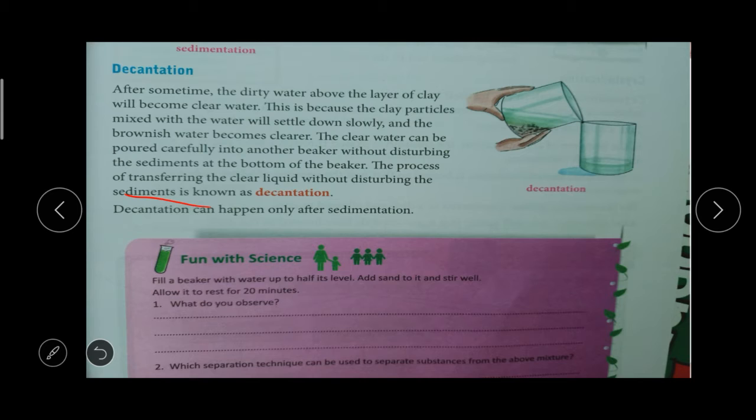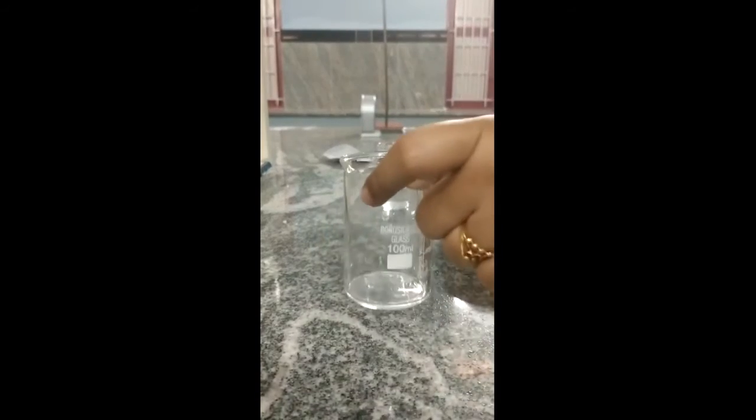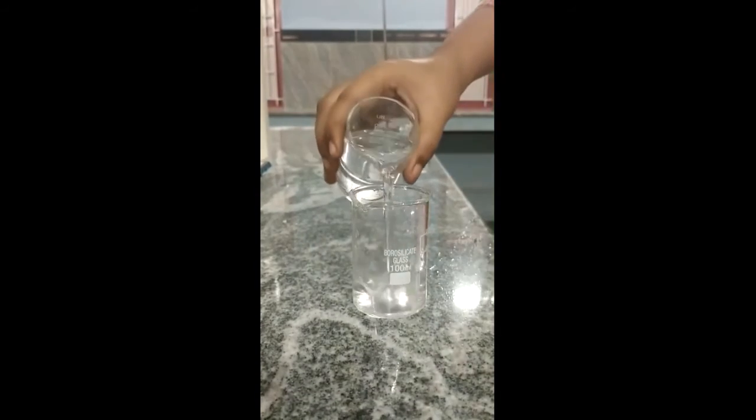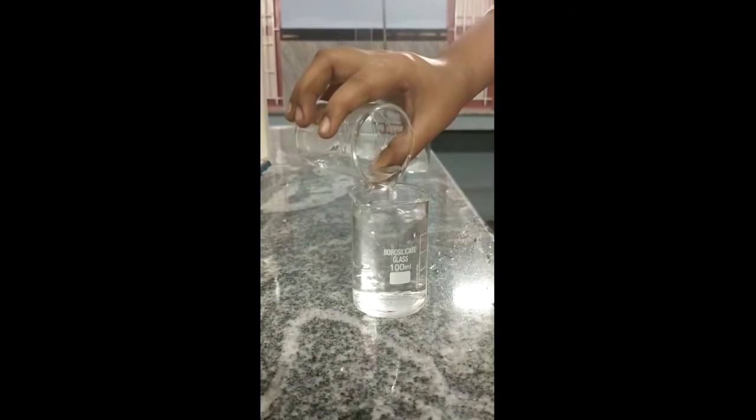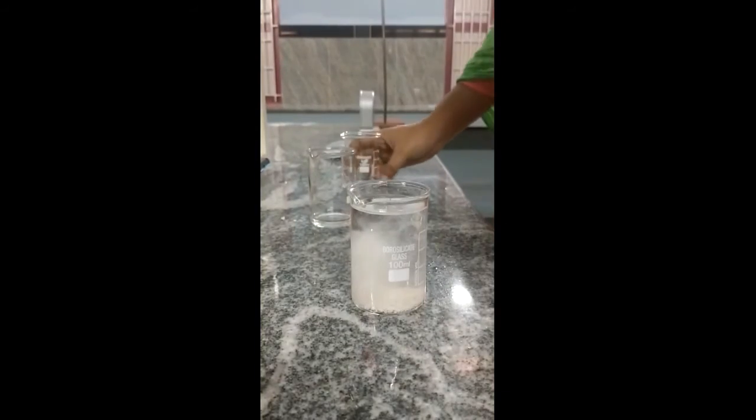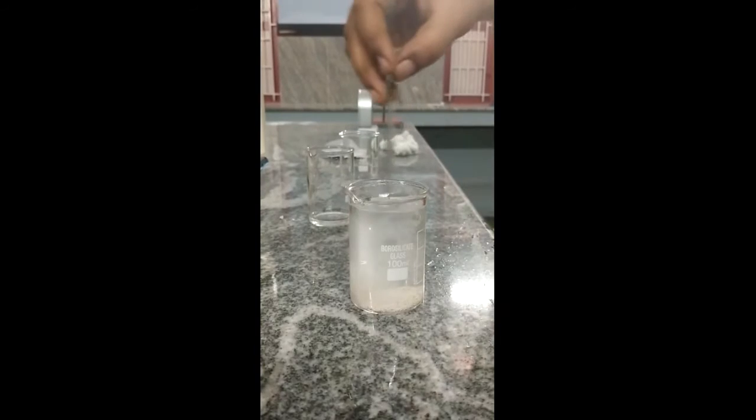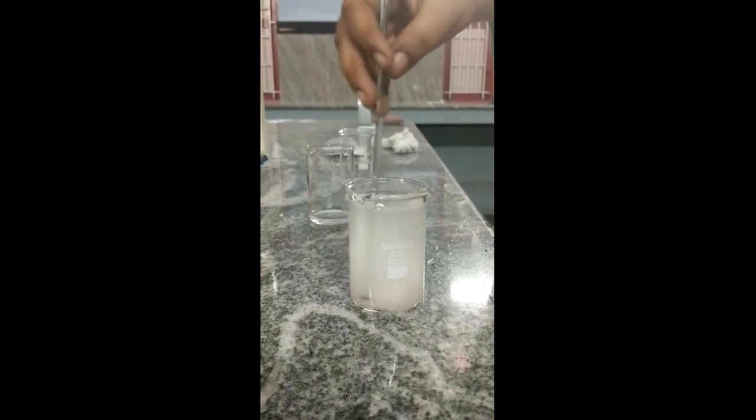We can understand this process through an experiment, to understand decantation and sedimentation clearly. This experiment shows the process of sedimentation. I have taken a small beaker and I'm pouring some water. I have also taken some chalk powder, and I'm going to mix it.